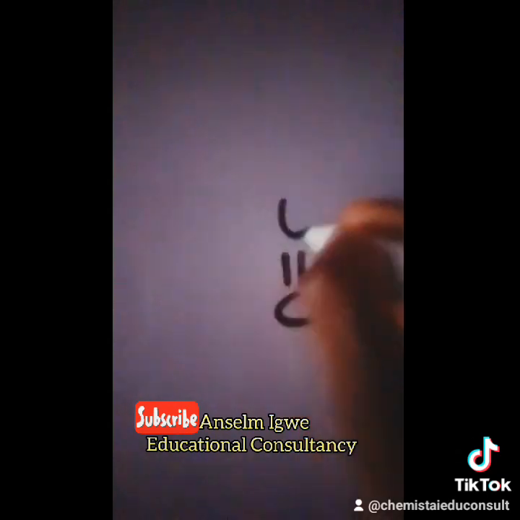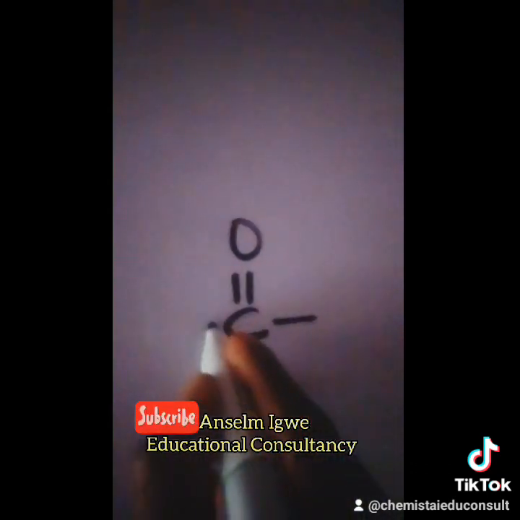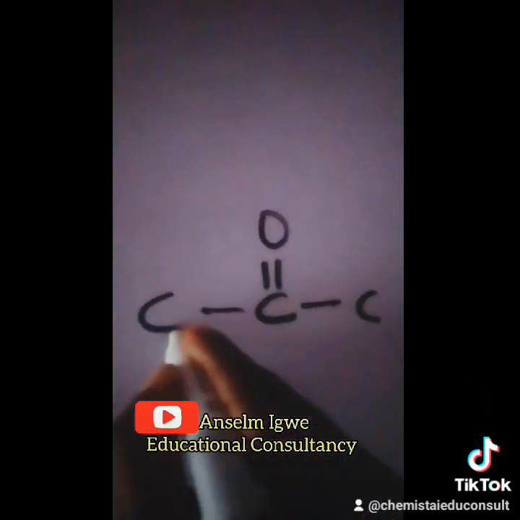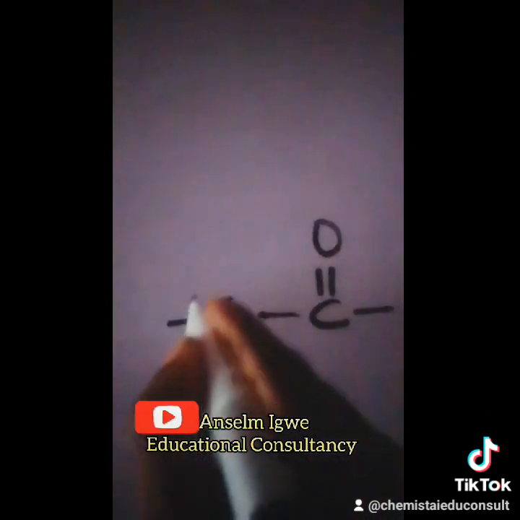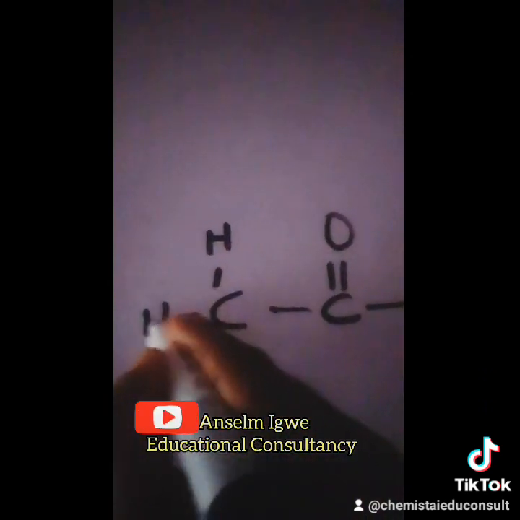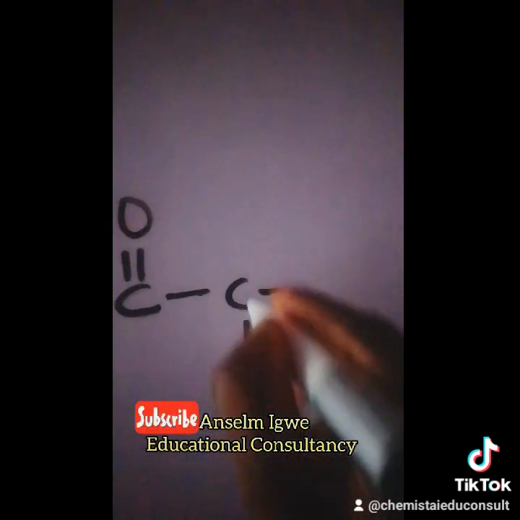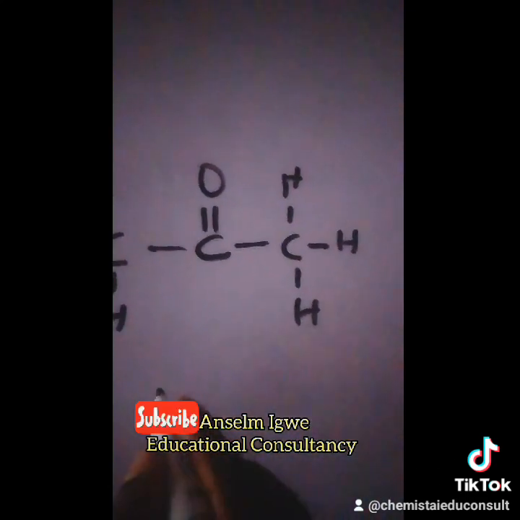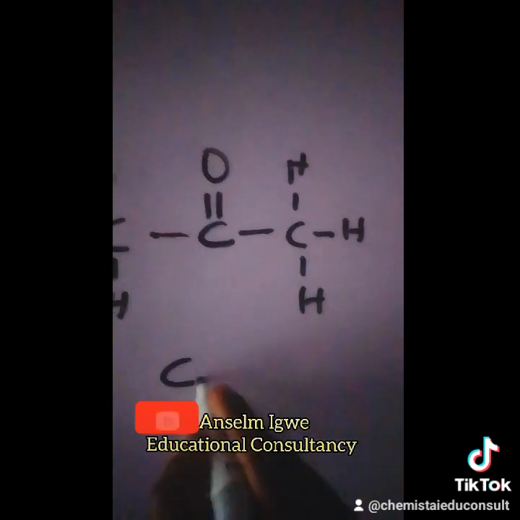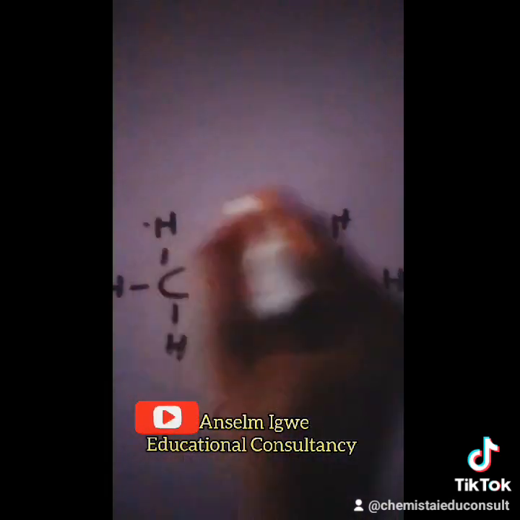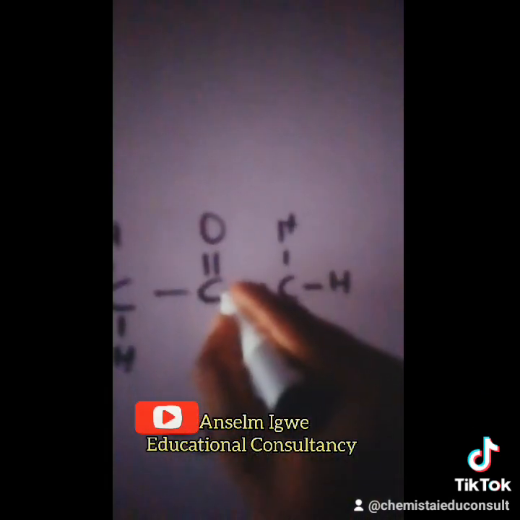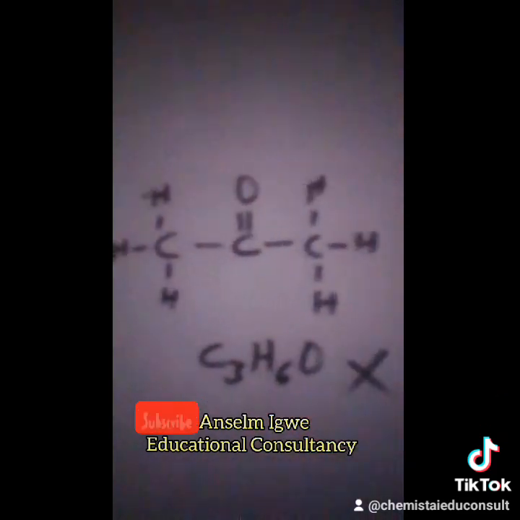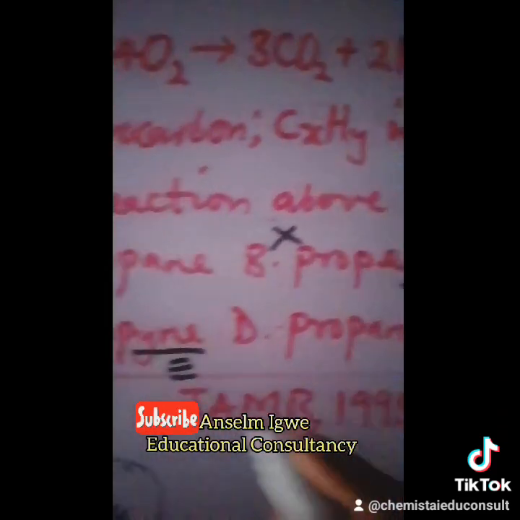Propanone is just an alkanone. Anything that has something like this. Then the 2 other carbon atoms are here. We give them 3 bonds extra. Like this. We give them 3 bonds extra. This is propanone. It corresponds to C3, H 1, 2, 3, 4, 5, 6, H6, and O. So this is off. This is off. The answer is C.